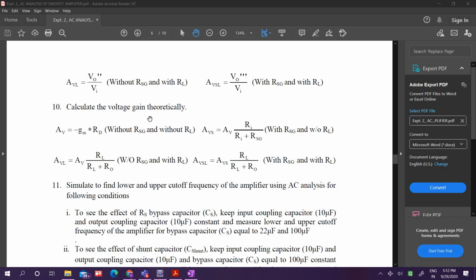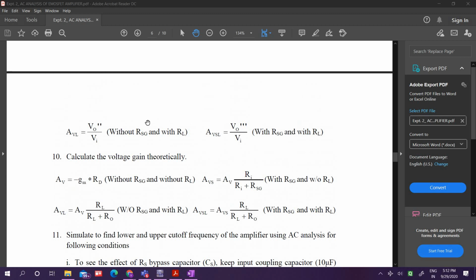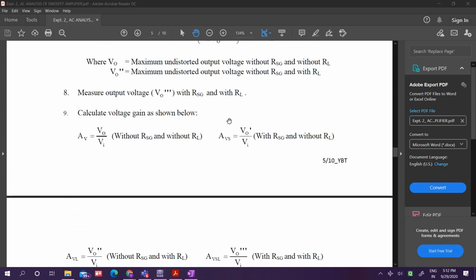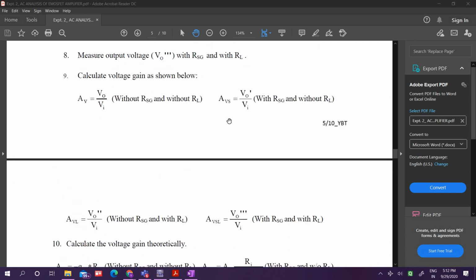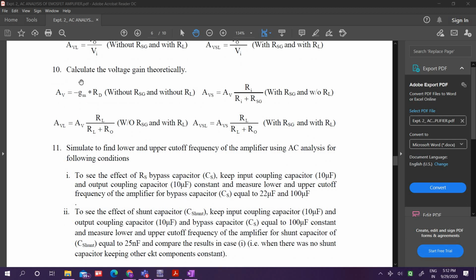Now the next part is that we have to do some theoretical calculation. The practical calculations are the values we need to obtain by simulation or by hardware. So these are the theoretical calculations. We can calculate AV as minus GM into RD. This minus sign indicates that it is 180 degrees out of phase. So how to calculate the GM?